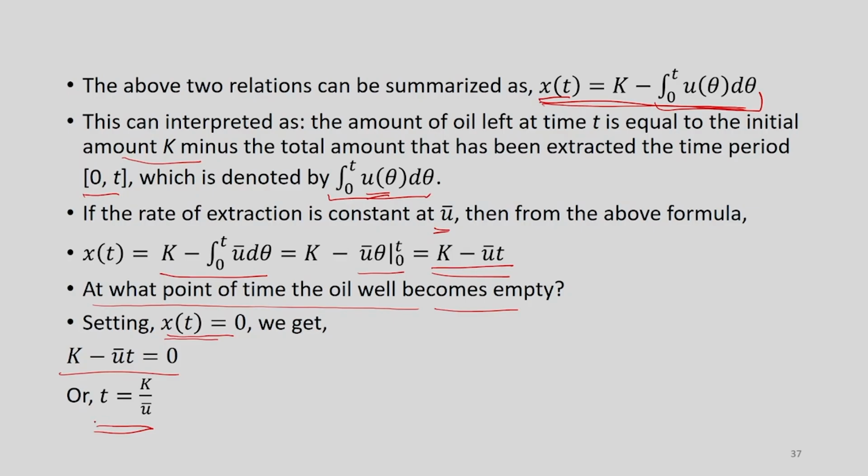This expression gives me the time at which the oil well will run dry. Now, this could have been done directly also, because the total stock of oil is K, and per unit of time u bar is being extracted, which is constant. So, the time that will be required to extract all the oil from the oil well will be K divided by u bar.